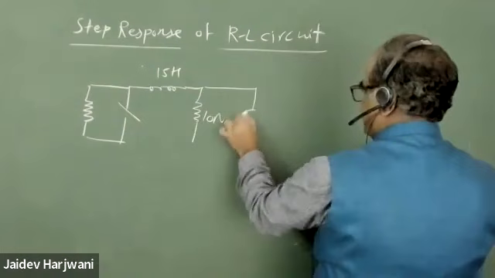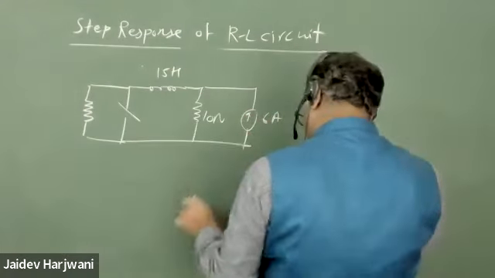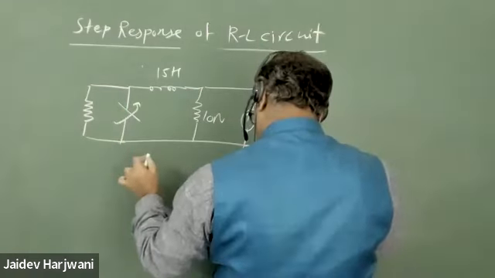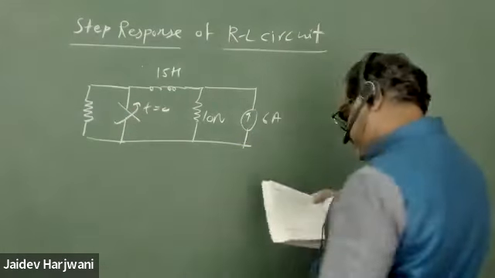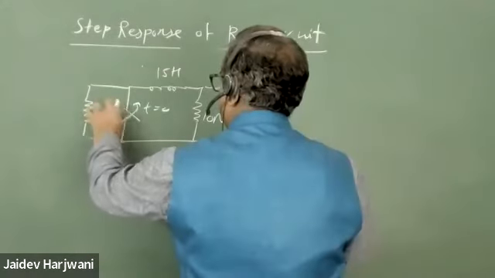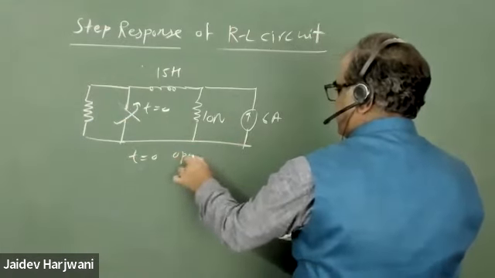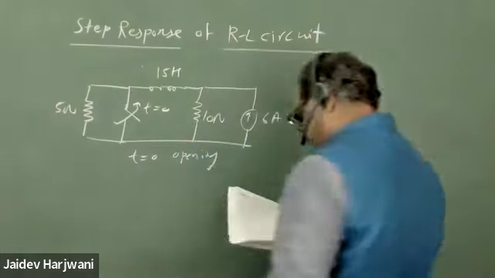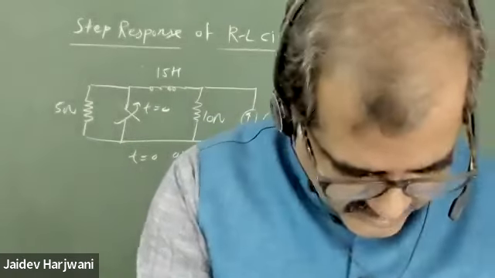And you have a 6 ampere source, and they say at t is equal to zero you are opening. Opening or closing? Opening. This is your opening. And this is 5 ohm. Calculate the current and tell me the answer. It should not take more than 5 minutes.